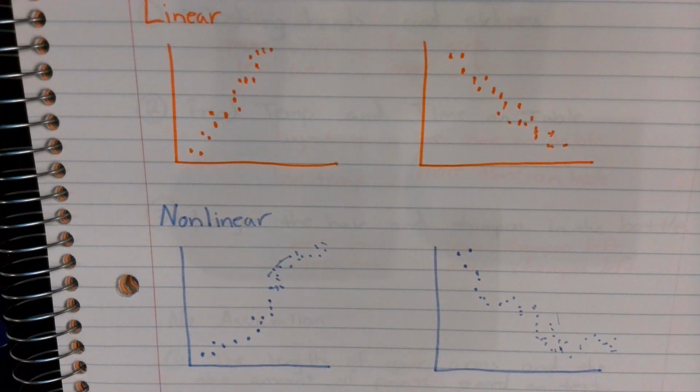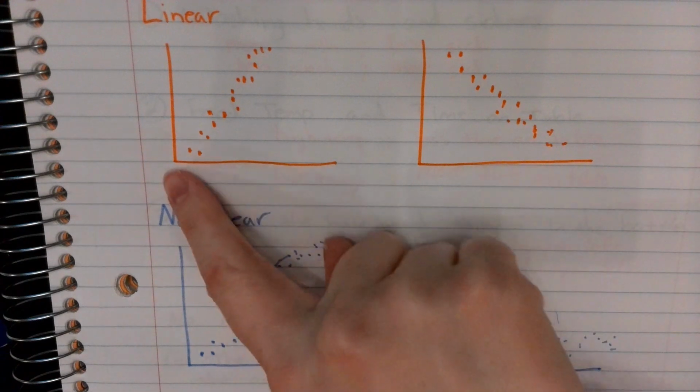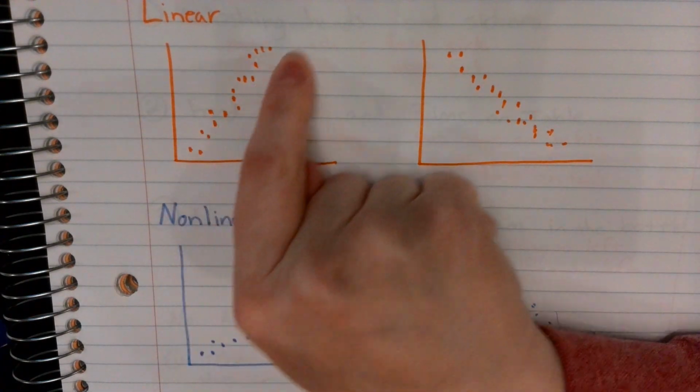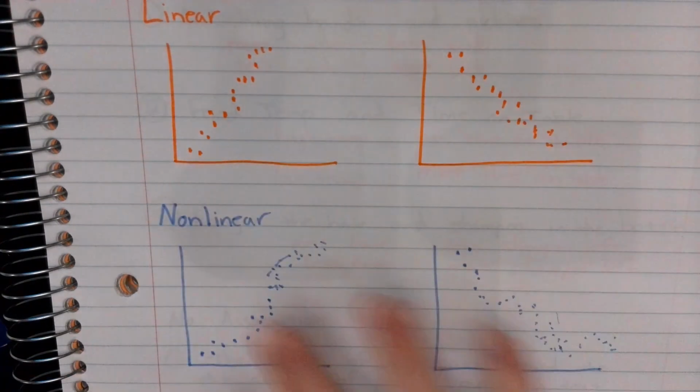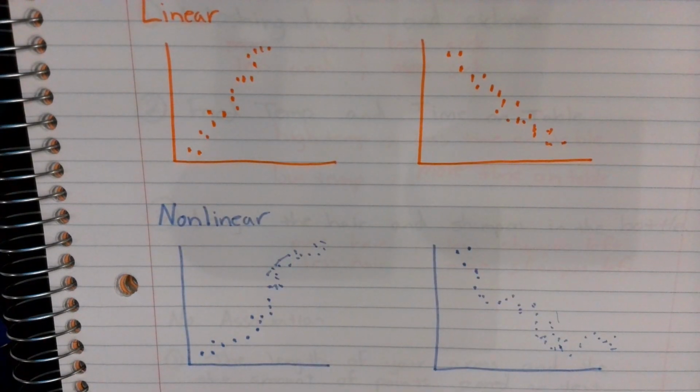So you want to make sure you understand linear means it's somewhat straight. Non-linear means it has a little bit more of a curve to it. Positive means it's going in what would look like an upward direction. Negative would go in a downward direction. And no correlation means there's no real direction.